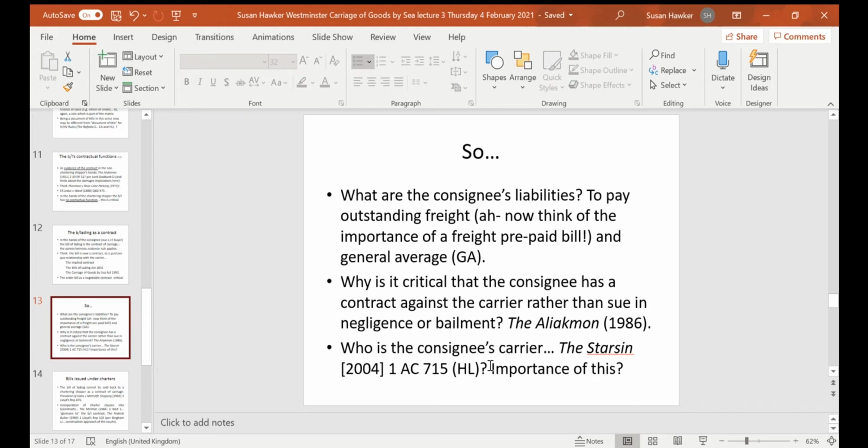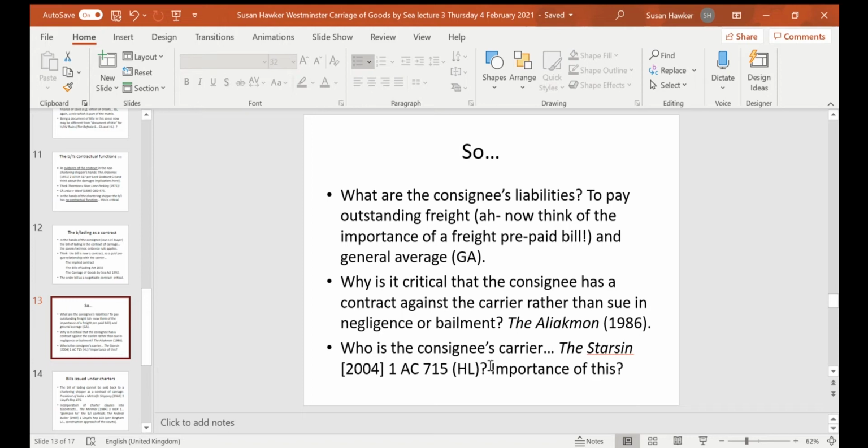And so you have to look at the bill to see for whom the master signed the bill of lading. Did he sign it on behalf of the owner, in which case the owner is your carrier, or did he sign it on behalf of the time charterer, in which case your time charterer is your carrier? And if you go back to the picture we looked at in week 1, you'll see that I asked these questions in that big picture.